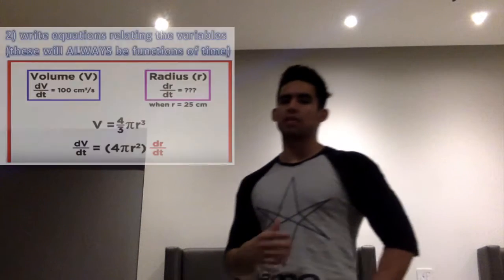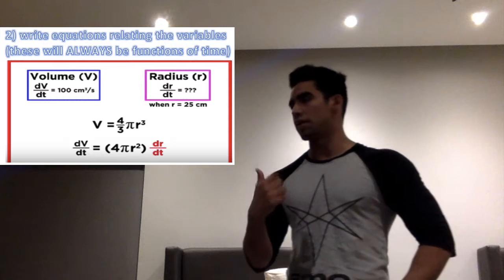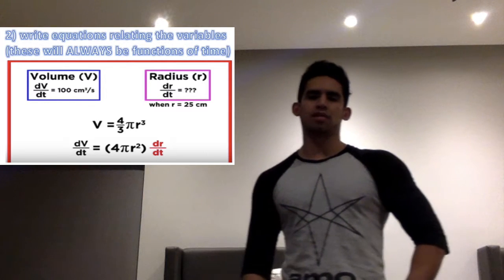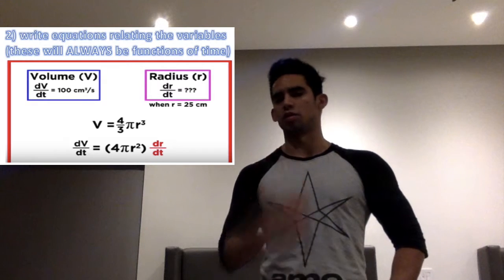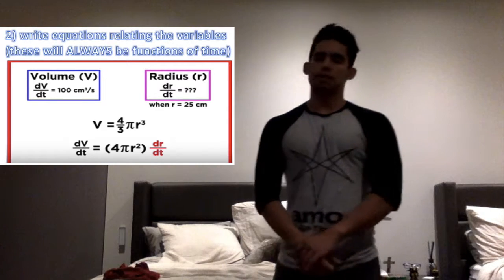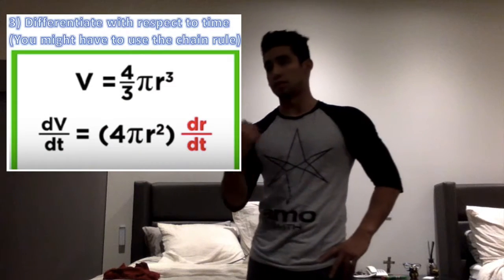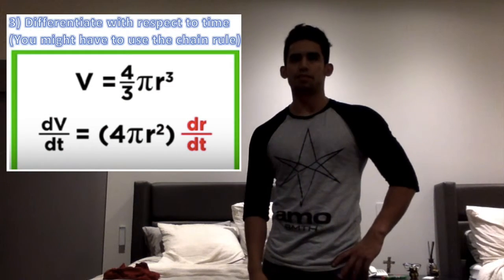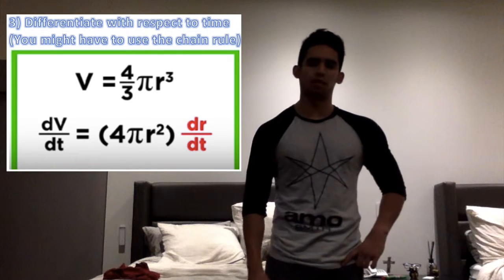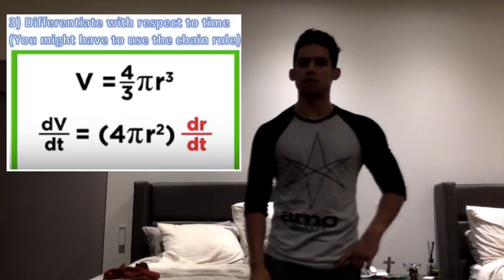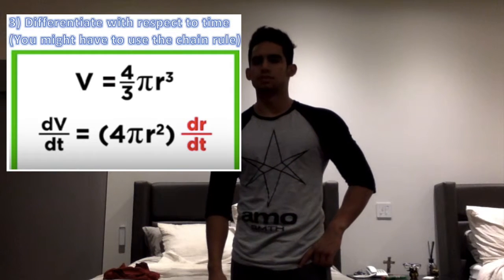And the second step is to write equations relating the variables. This will always be functions of time. The variables, the equations over here. And the third and final step to understand related rates is to differentiate with respect to time. And most of the problems, you will have to use the famous chain rule to solve the problems.